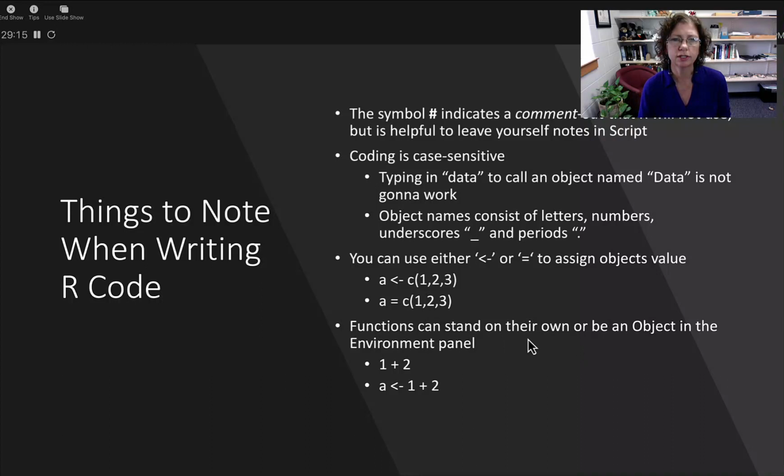And again, functions can stand on their own, or they can be an object in the environment panel. So if I only just wanted to know something, like, hey, what is this value? I can just have R compute it, like a calculator. But if I want to keep it for later so that I can use it in a write-up, or I can use it for R to look to later, then I'm going to need to give it a name so that it can be in the environment where I can tell R to go look for it.